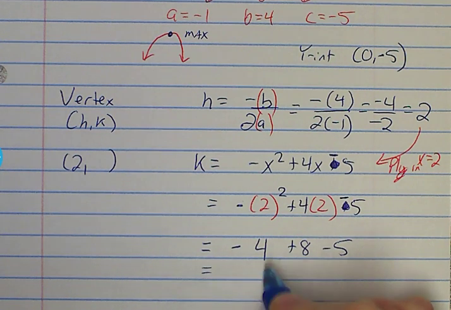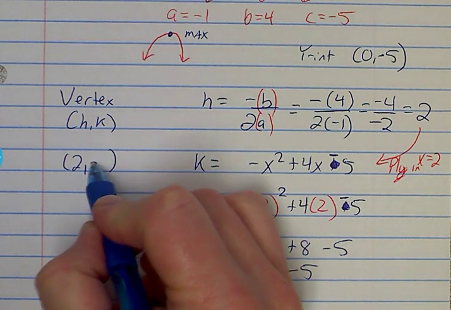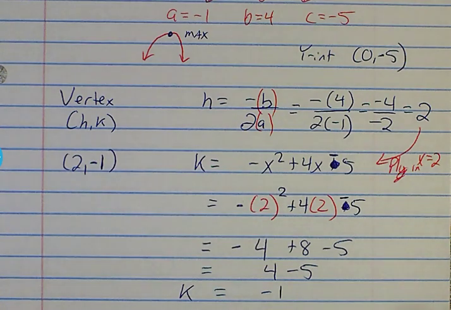Okay, -4 plus 8 is 4. 4 minus 5 is -1. And that's the k value for the vertex we're looking for. So that tells us what our vertex is. It's at 2, -1.